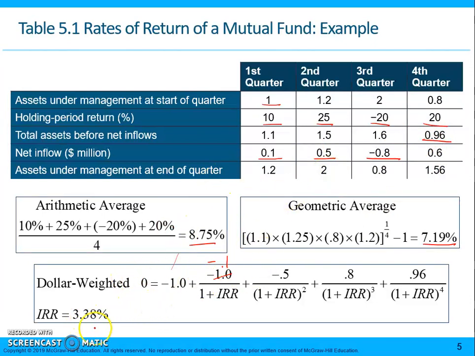So in this case, we would calculate an IRR of 3.38%. I do suggest you plug it into the IRR function in your calculator. If you have any questions about that, contact me. You should be able to plug these numbers into your calculator, calculate an IRR, and come up with 3.38%.